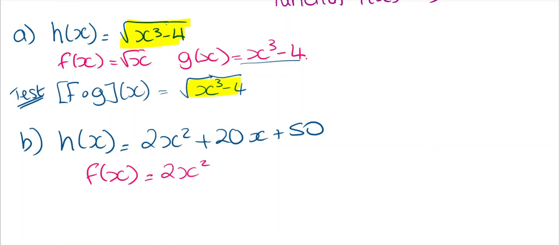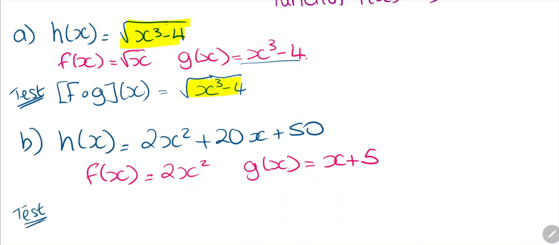And we're going to multiply by 2. So let's divide them both. So 20 divided by 2 is 10, 50 divided by 2 is 25. So we want a number that will go into 10 and 25. We've got 5. So let's make g of x, x plus 5. So when we combine them, let's test it.